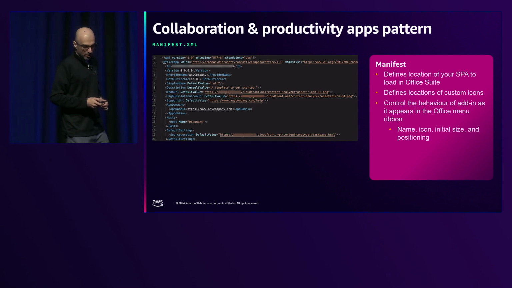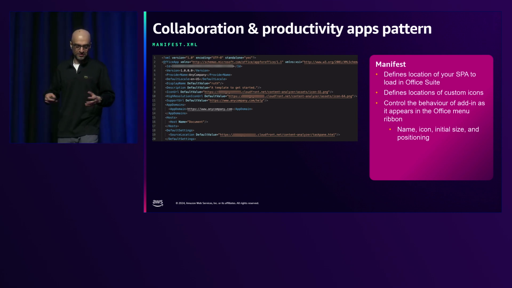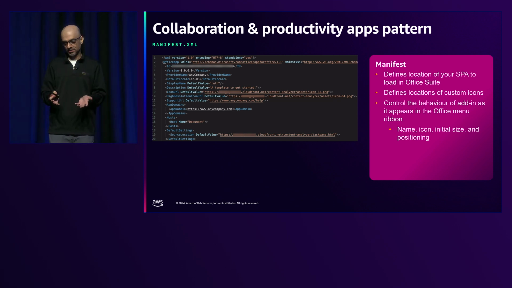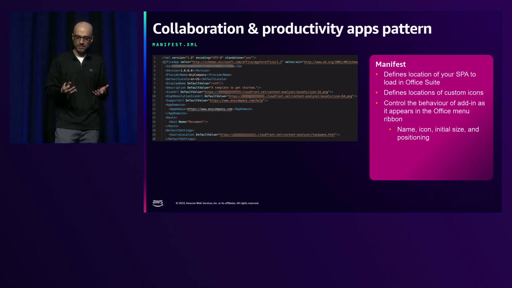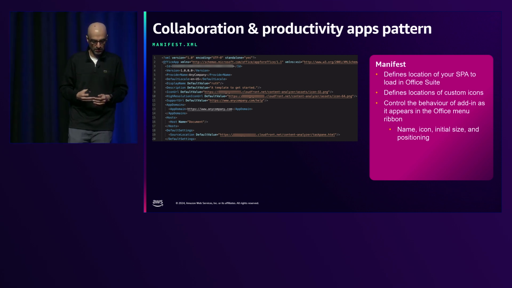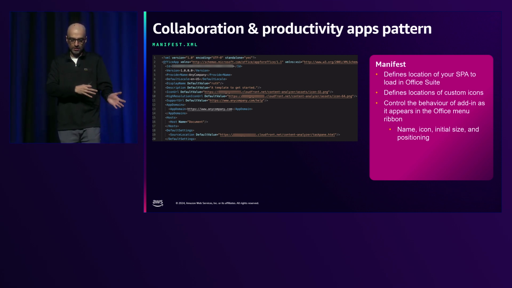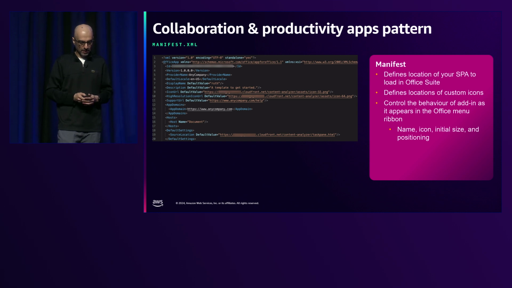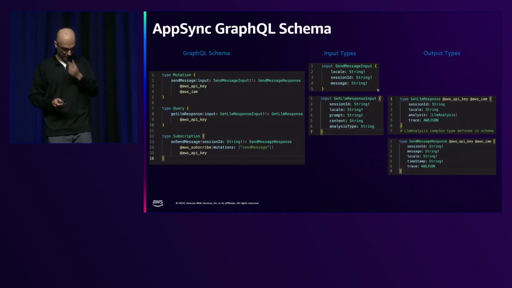Just a little blurb on how you do this. There's this thing called a manifest file, and the manifest file is sort of like your packaging structure for your add-in, and you specify where your actual application is sitting. Under the covers, it's a single page application, but you have to create the application with a certain set of SDKs so that it can interact with your document, your spreadsheets, your email, and it's sort of like a built-in assistant. And of course it controls the look and feel of how the add-in appears.